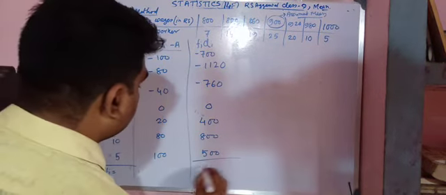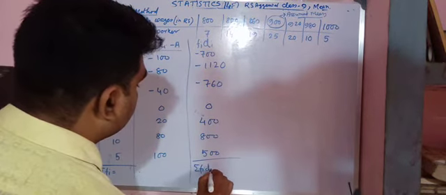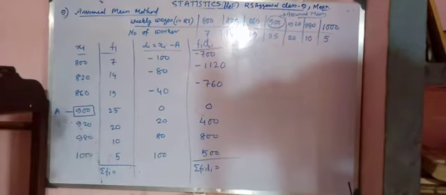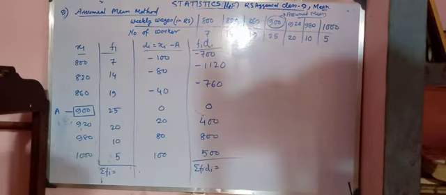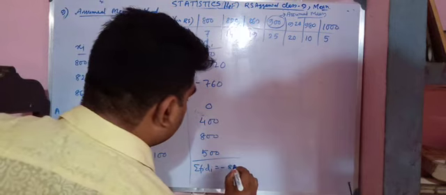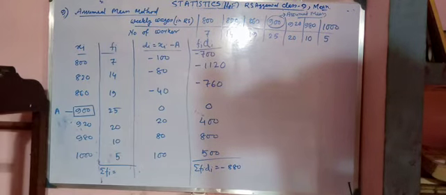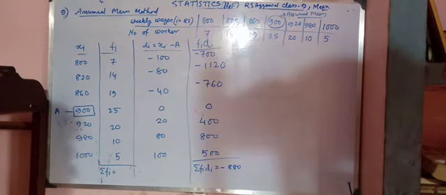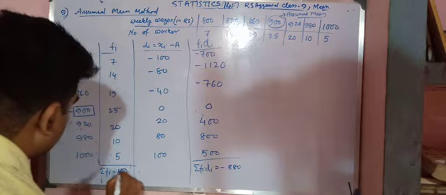Now we have to find summation of fi di. We have to calculate summation of fi di. So this is equal to minus 880. Okay, and we have to calculate again summation of fi. So my summation of fi is equal to 100.